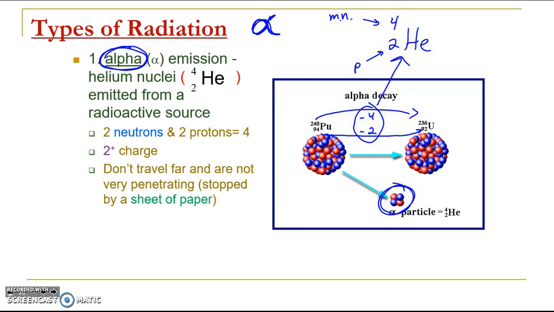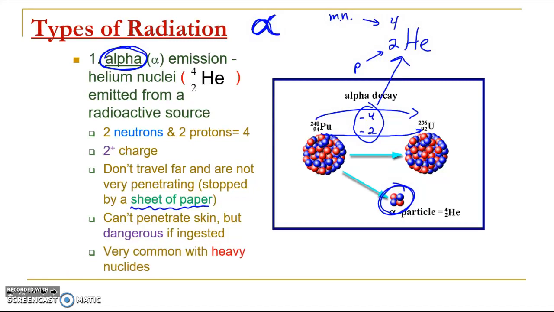There are no electrons. We're literally just talking about nucleus particles. It doesn't travel very far. This is the weakest type of radiation, and they don't penetrate your body very much. They can be stopped by a sheet of paper. They can't penetrate your skin, but they are dangerous if they're ingested. So let's say you ingest some of this plutonium. I don't know where you'd get plutonium, but it would hurt you from the inside. But your skin's tough on the outside, so you're not harmed if it's just near you. Very common with heavy nuclides. Remember, heavy nuclides are the ones that are larger than or equal to 84.